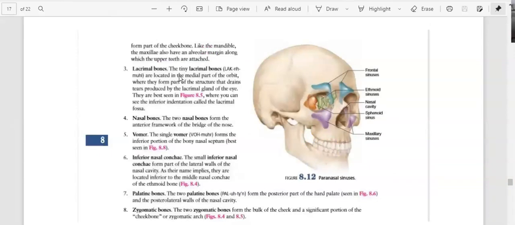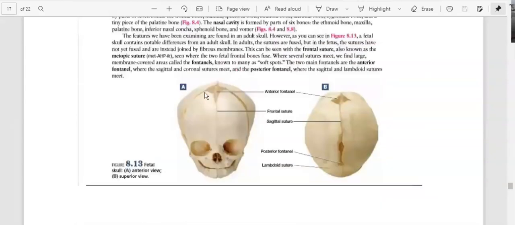And that's what you see right here, right? You have in here the frontal sinus, the maxillary sinus, and the sphenoid sinus. This is a fetal skull. In the case of the fetal skull, obviously you don't have sutures because the bones are not necessarily connected yet.